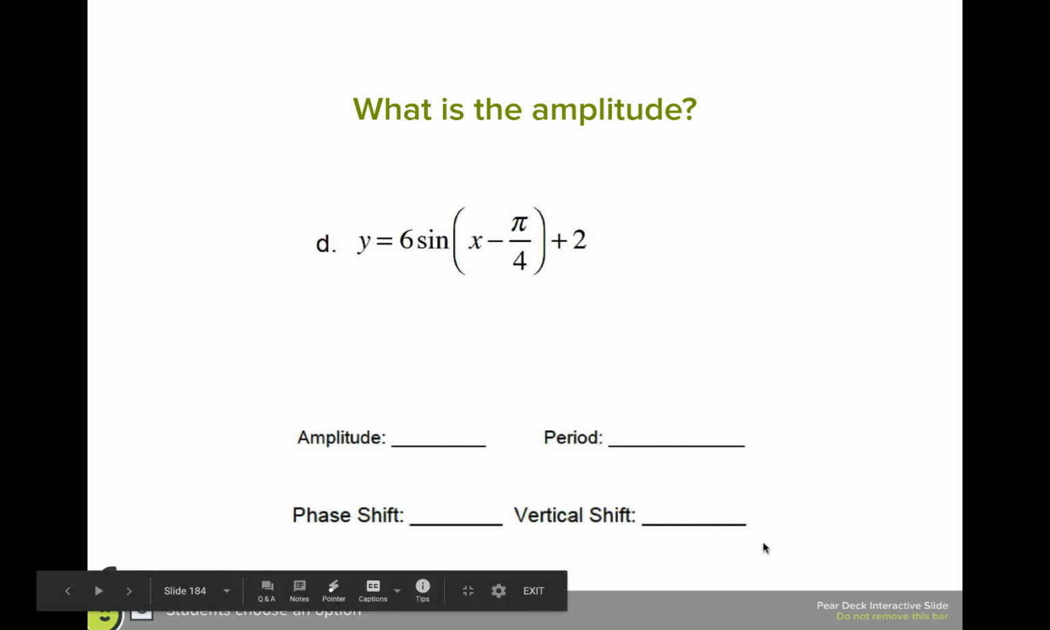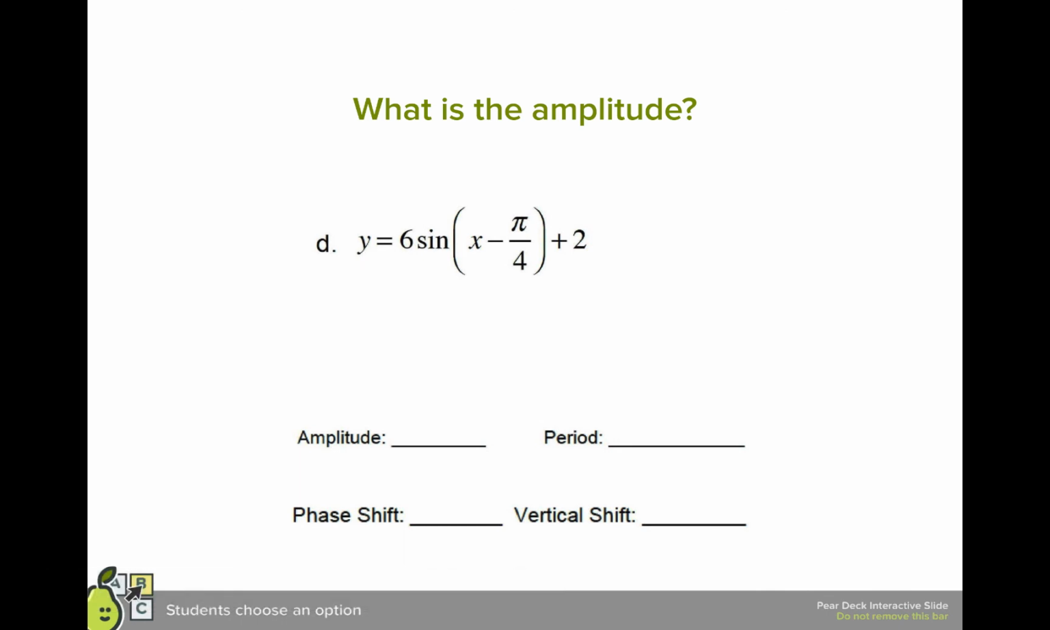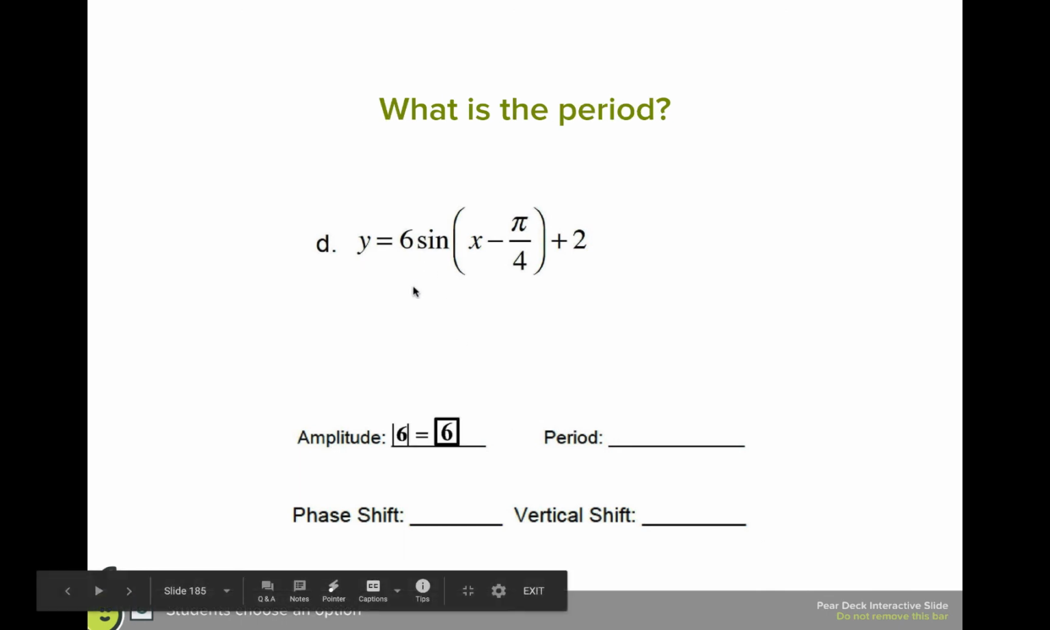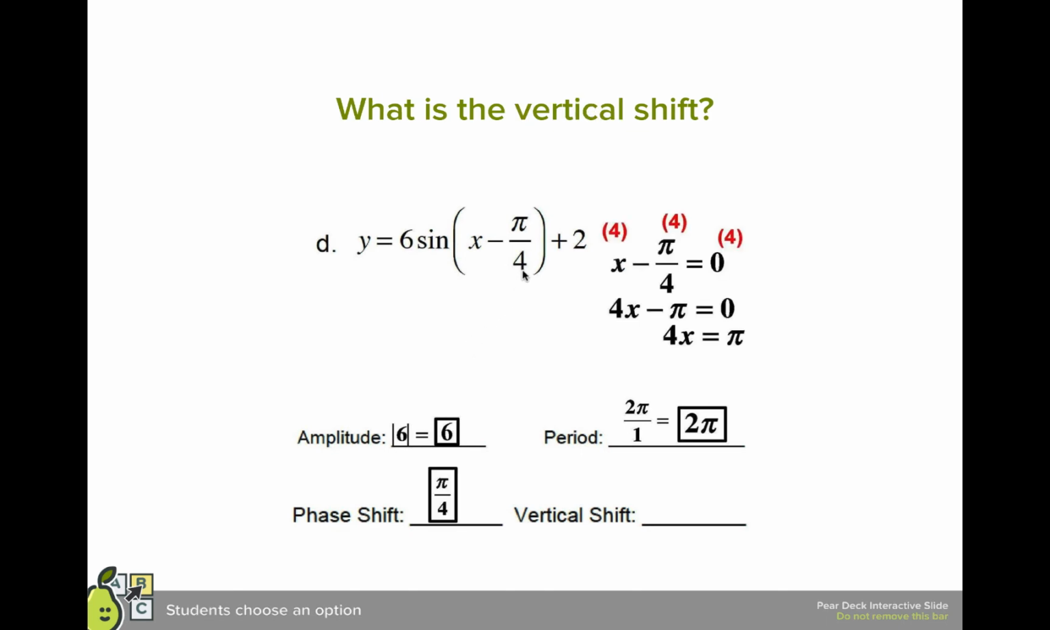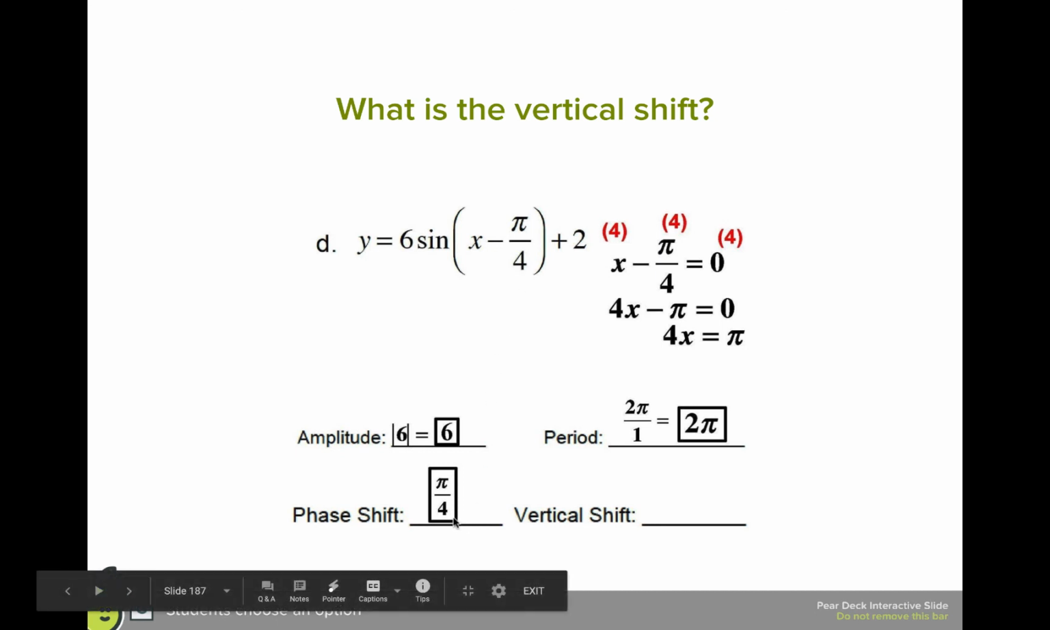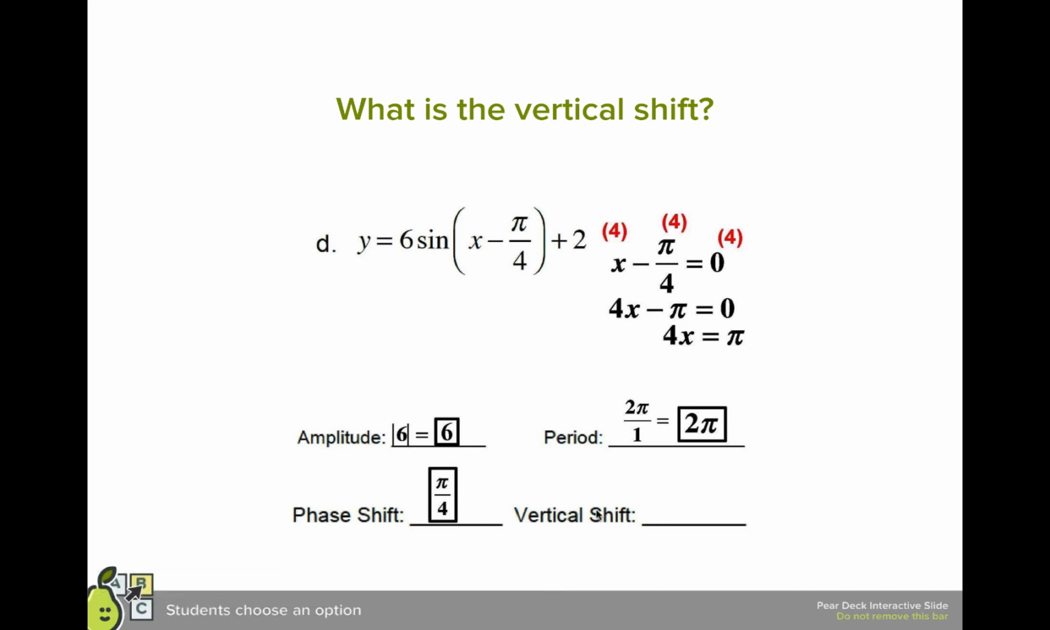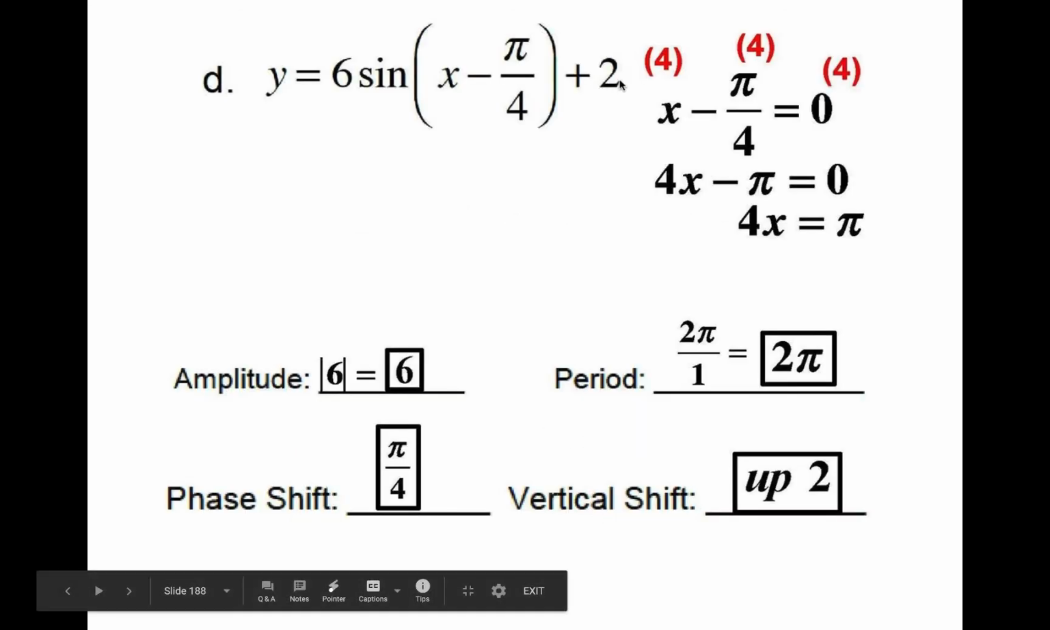All right, part D, what is the amplitude? All right, absolute value of the number in front is 6. What is the period? You should get 2 pi. 2 pi divided by 1x is 2 pi. What is the phase shift? Setting the parentheses equal to 0, you should get pi over 4. And then what is the vertical shift? You should get up 2, the number on the end.